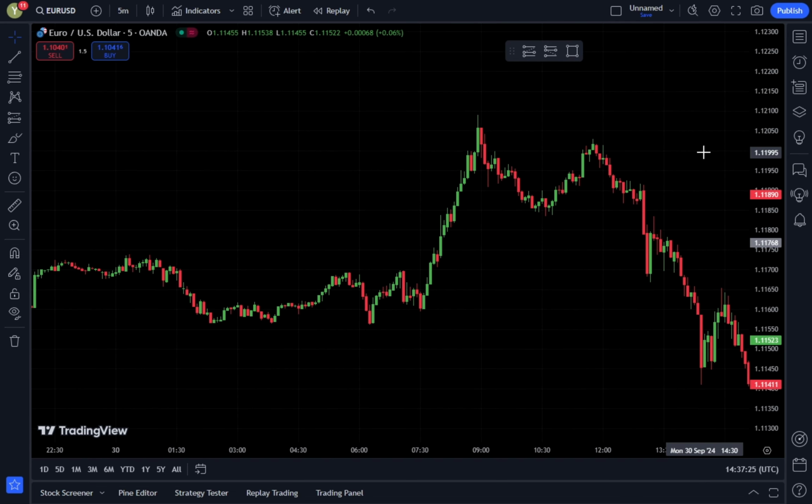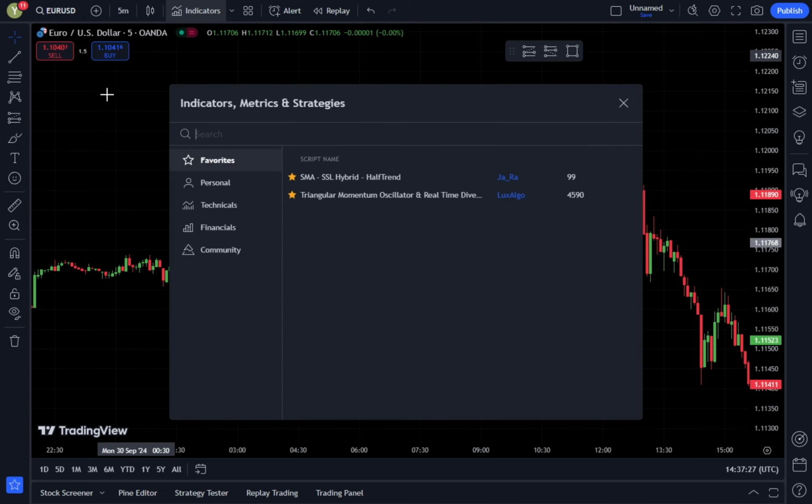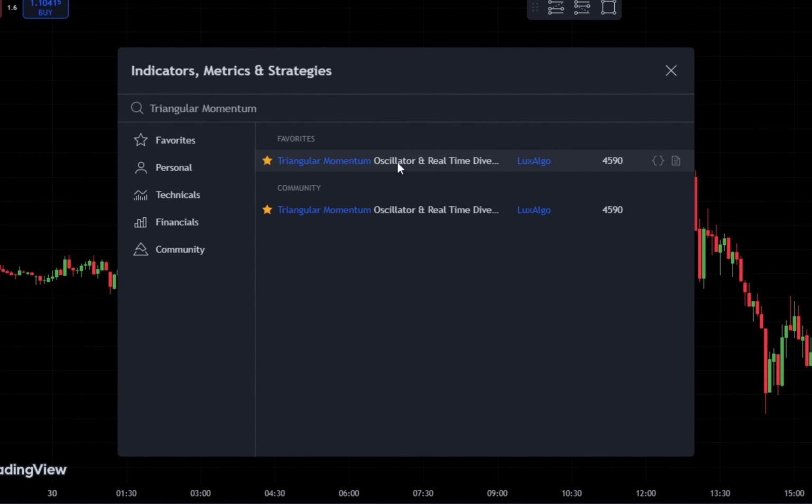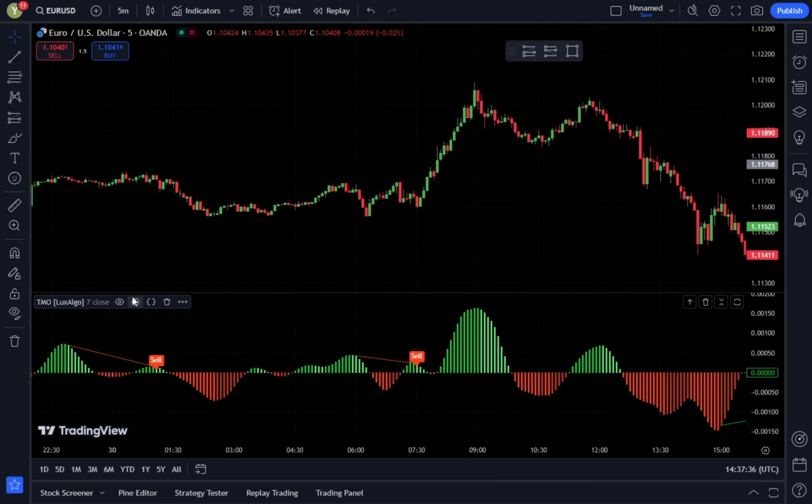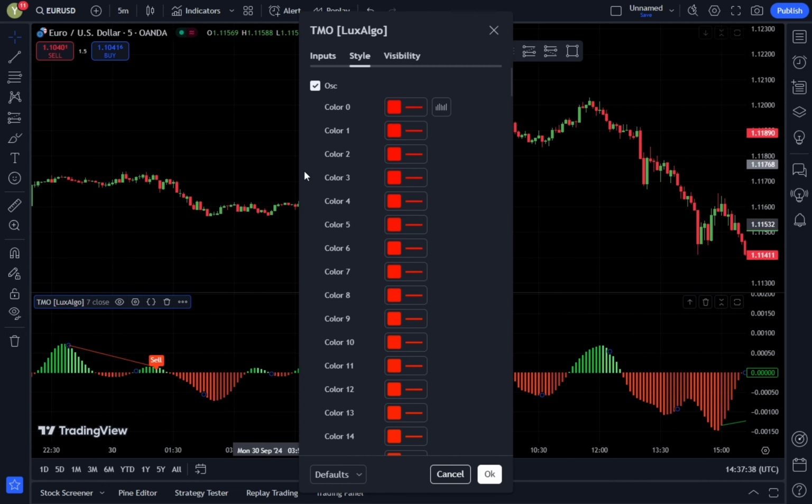First, we need to add our indicators. Head over to the Indicator Search tab and type in Triangular Momentum Oscillator with Real-Time Divergence from algo. This will help us confirm trends. Once added, tweak the style settings as shown to fit the strategy.